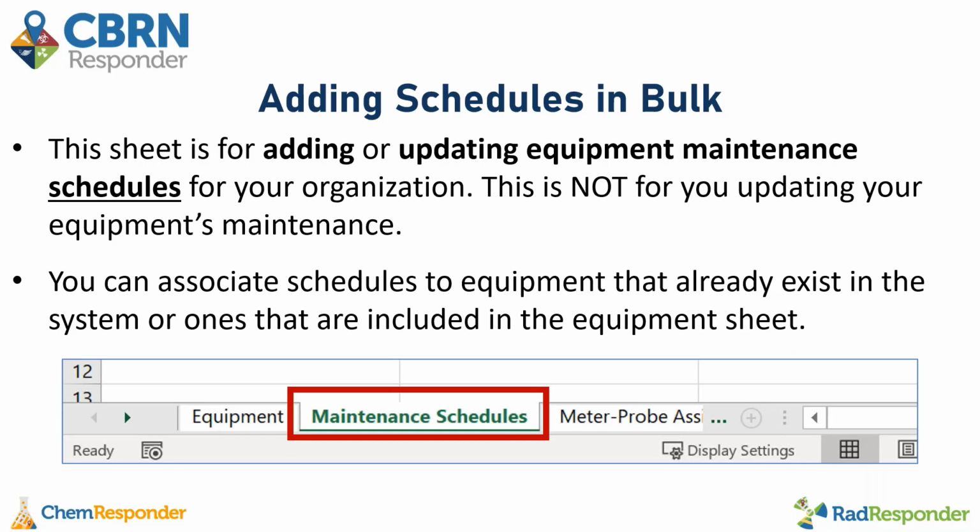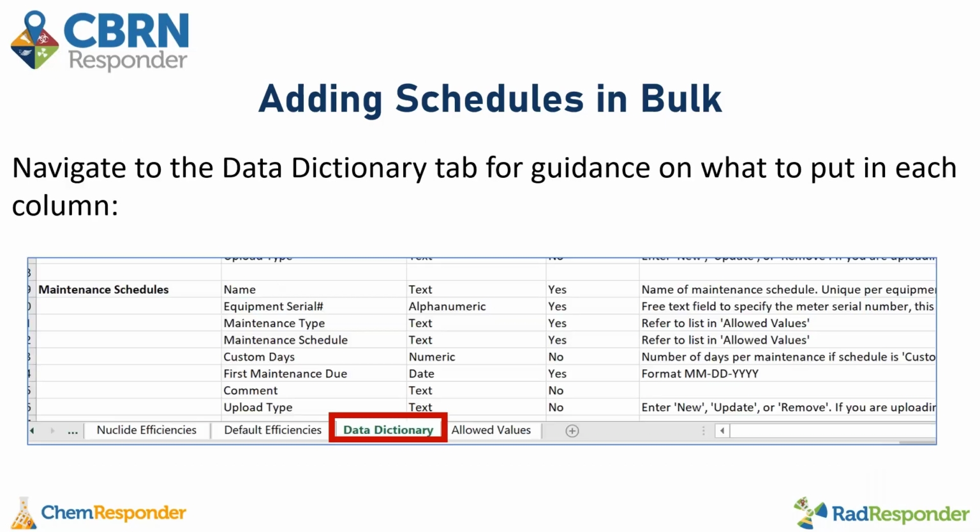So this is not where you're updating your equipment maintenance. This is just for you to define what schedules are for the equipment itself. And from here, you can also associate schedules to equipment that already exist in the system or ones that are included in the equipment sheet. You can always navigate to the data dictionary and the allowed values sheets within the template, and this will tell you what to put in each column.